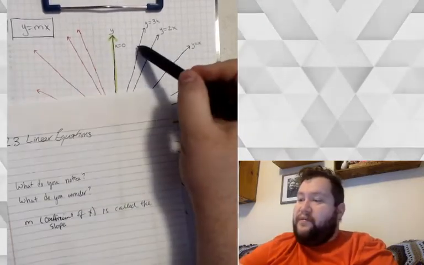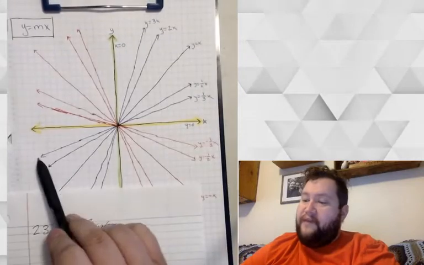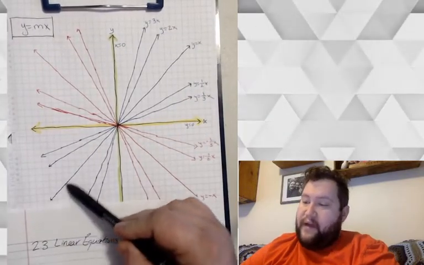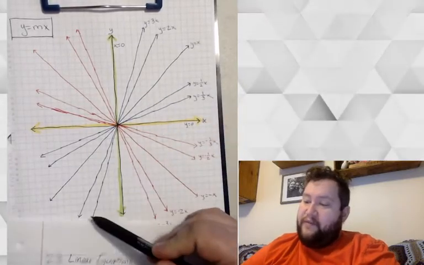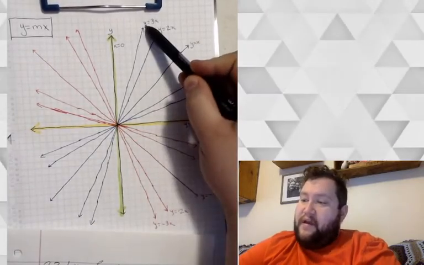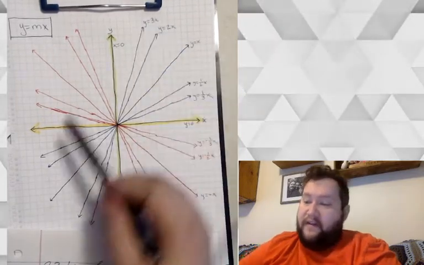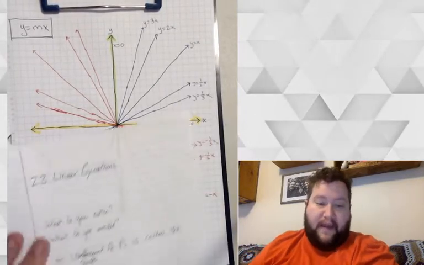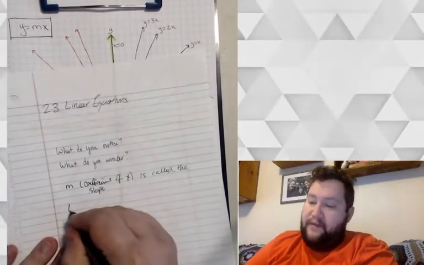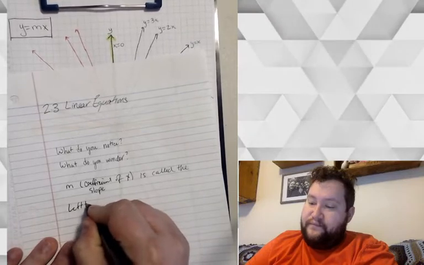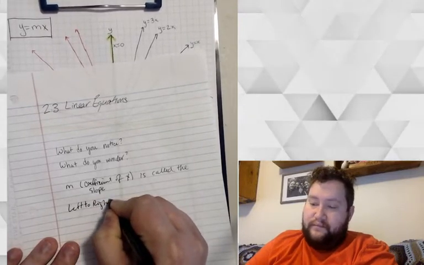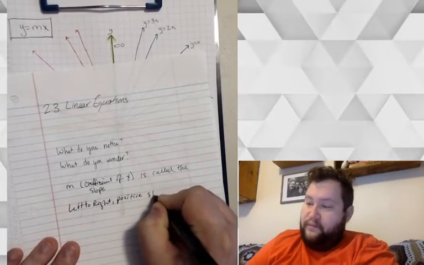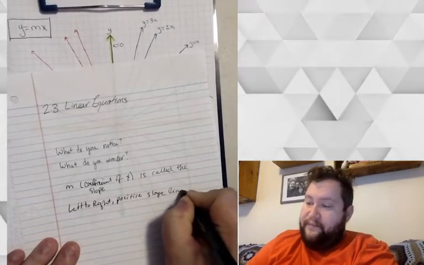And all of these blue ones, as we go from left to right along the line, they rise, right? So they go up as we move left to right. Some of them rise faster, and some of them rise slower, but all of them from left to right, they rise. So left to right, a positive slope line rises.